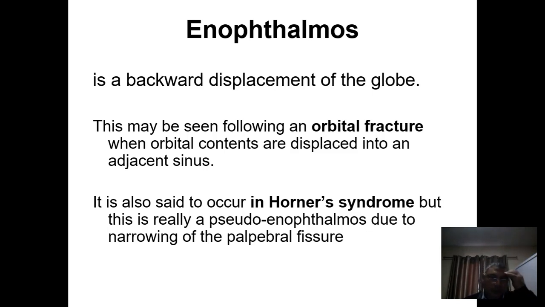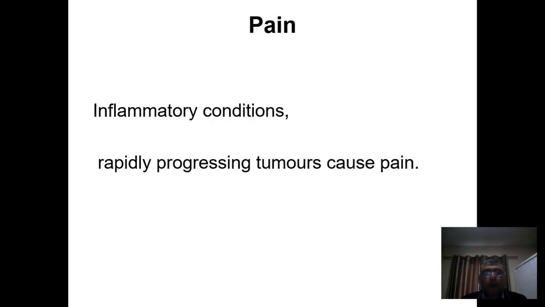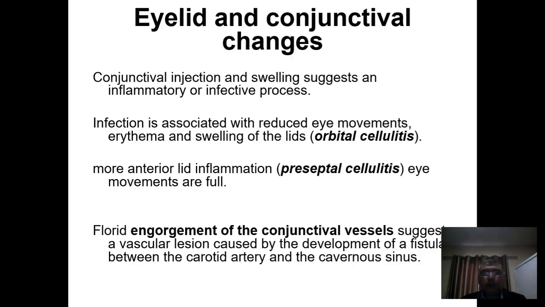Sometimes we may face pseudo enophthalmos, as in Horner syndrome, but this is not true enophthalmos. It is the appearance as if there is retraction of the globe, but this is due to narrowing of the palpebral fissure, which is due to the mild ptosis that occurs in Horner syndrome. Pain occurs in acute inflammatory conditions and in rapidly progressive malignant tumors in the orbit.